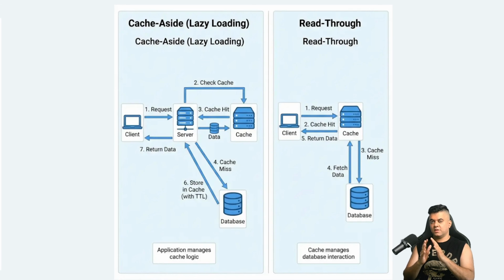So the important part to understand here is that the cache is only populated on demand, when data is actually requested. And this is the most common pattern because it's simple and it only caches what's actually being used. You don't waste memory caching data that nobody requests.